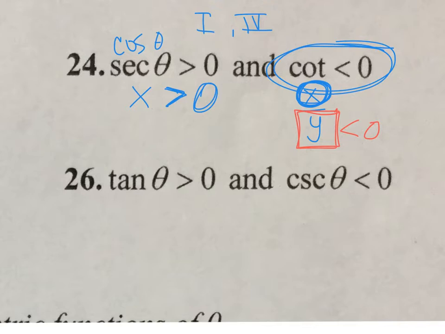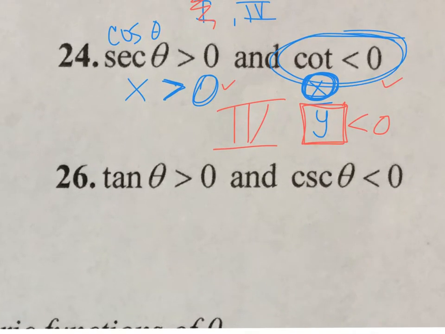So in what quadrant do we have a positive x and a negative y? Well, that is the fourth quadrant. So IV quadrant is the answer. So we're just looking at the x and the y values, making it as simple as possible.